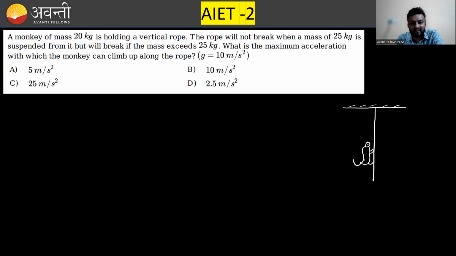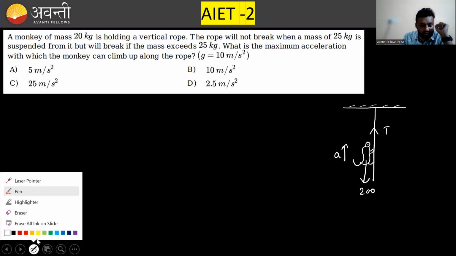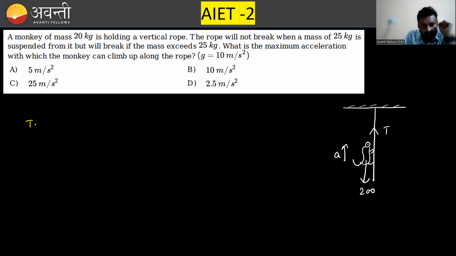So this monkey is climbing upward. Its weight is given as 20 kg. That means the downward force is 200, that is mg. Everybody knows that. Let's suppose the tension in the string is T, and let's suppose the monkey is moving with some acceleration A. So we can write the equation: T minus 200 is equal to 20A. Someone may ask, sir, what's happening here?